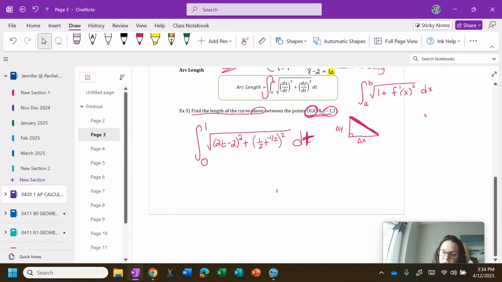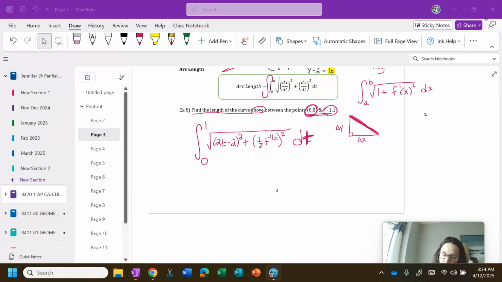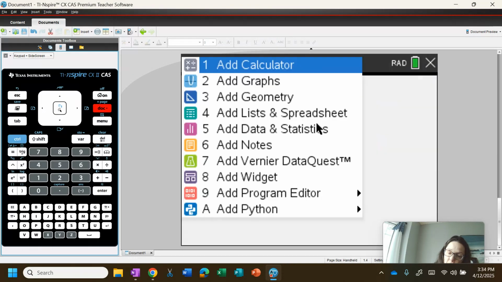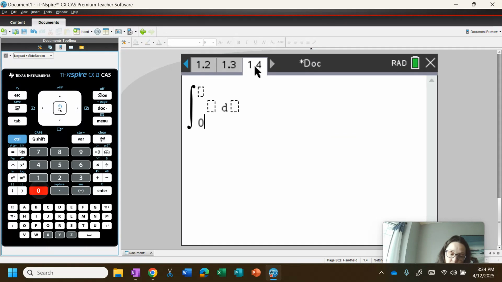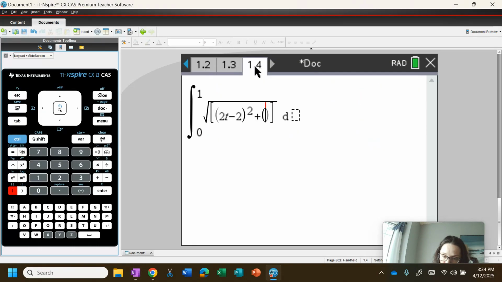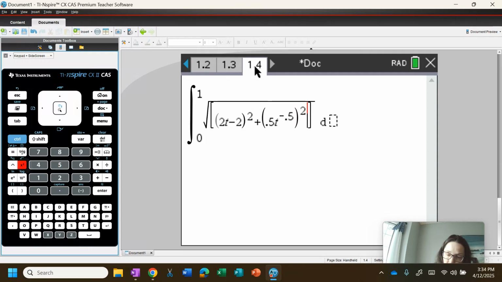And this is the last thing. I know this is a long video, but this is the last part. So I'm going to grab my calculator and open up a calculator page. Shift plus 0, 1, and then just be careful with your parentheses. 2t minus 2 squared plus 1/2 t to the negative 1/2 squared. Sometimes I get lazy and I don't want to do the 1/2. Completely acceptable to do the 0.5, by the way.